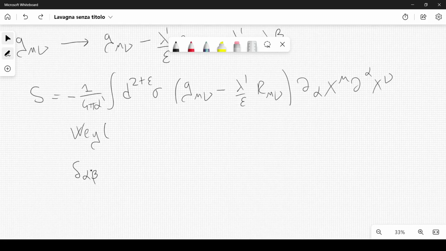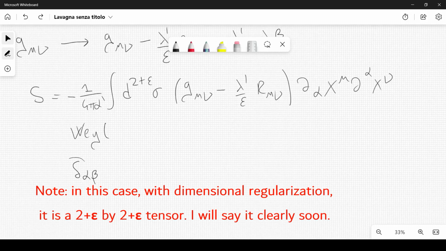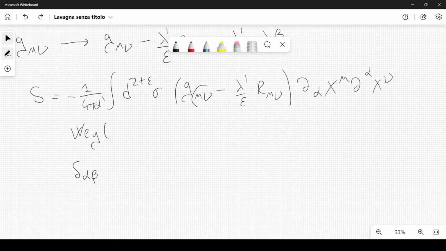Remember that this is a 2 by 2 tensor. Do not confuse this type of tensors with the 26 by 26 tensors of space-time related to the indices mu and nu. So we are changing from this metric to e to the 2 phi delta alpha beta. So we are making the Weyl transformation, and therefore we can multiply the metric by this factor.